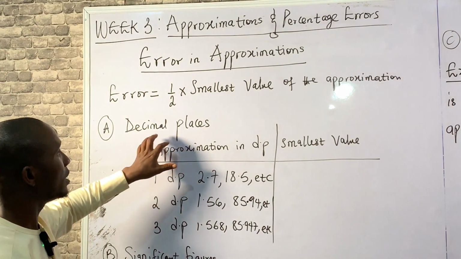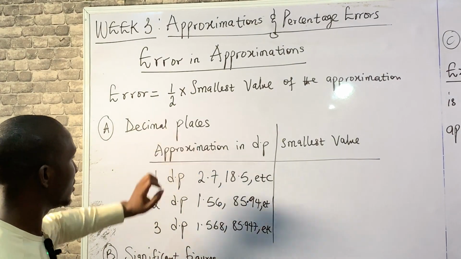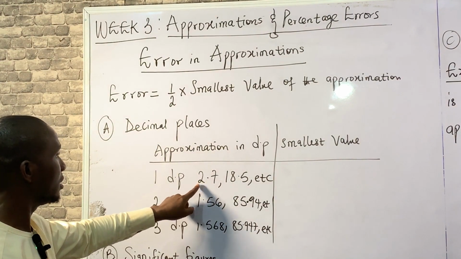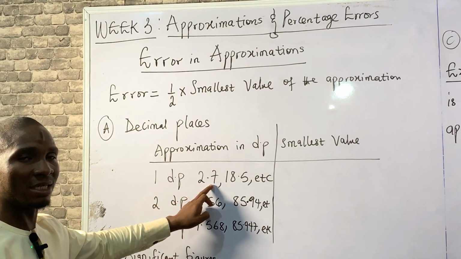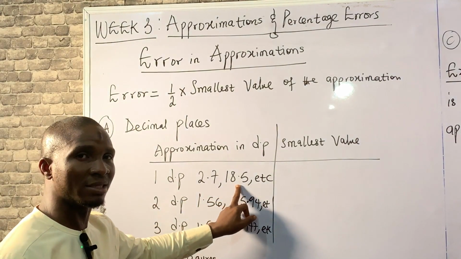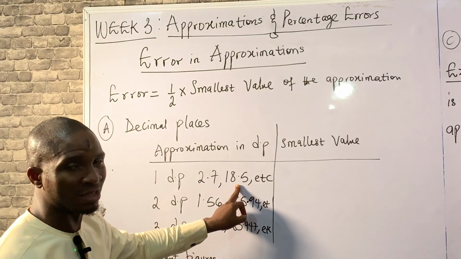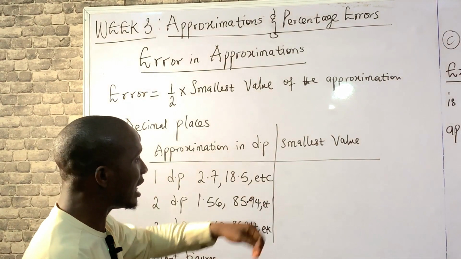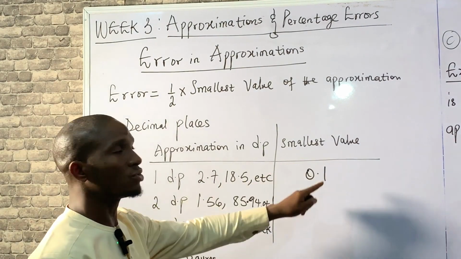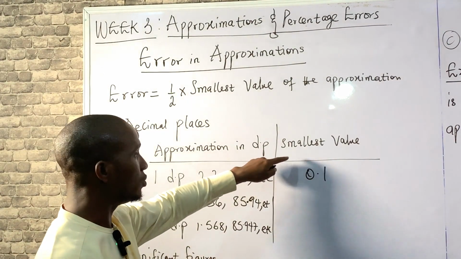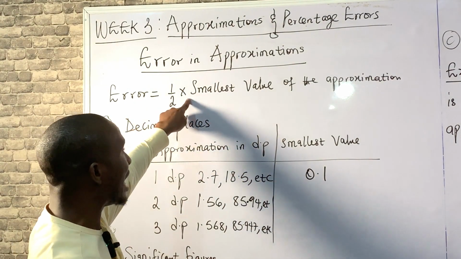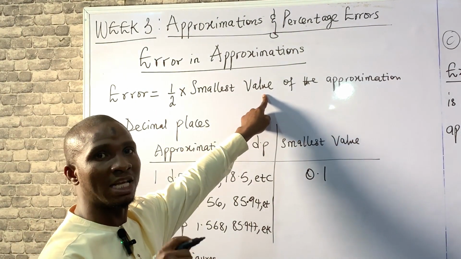For example, if you are dealing with decimal places, let's assume that you approximate a value to one decimal place. Like 2.7 is to one decimal place, 18.5 is to one decimal place, 7.3 is to one decimal place, and so on. The smallest value is going to be 0.1. So if the smallest value is 0.1, you can use that to calculate your error. So the error is going to be 1 over 2 times 0.1, which is the smallest value of the approximation.